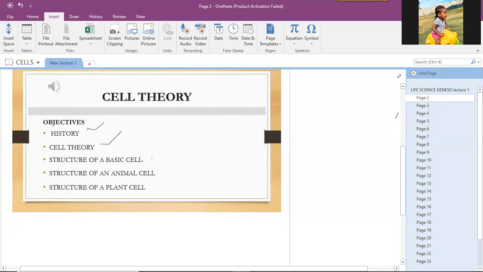Then we're going to look at the basic structure of a cell. The basic structure of a cell is something known as protoplasm. So protoplasm is found in all types of cells, be it a plant cell or an animal cell. And we're going to look at the individual detailed structure of an animal cell and the individual detailed structure of a plant cell as seen under a light microscope.